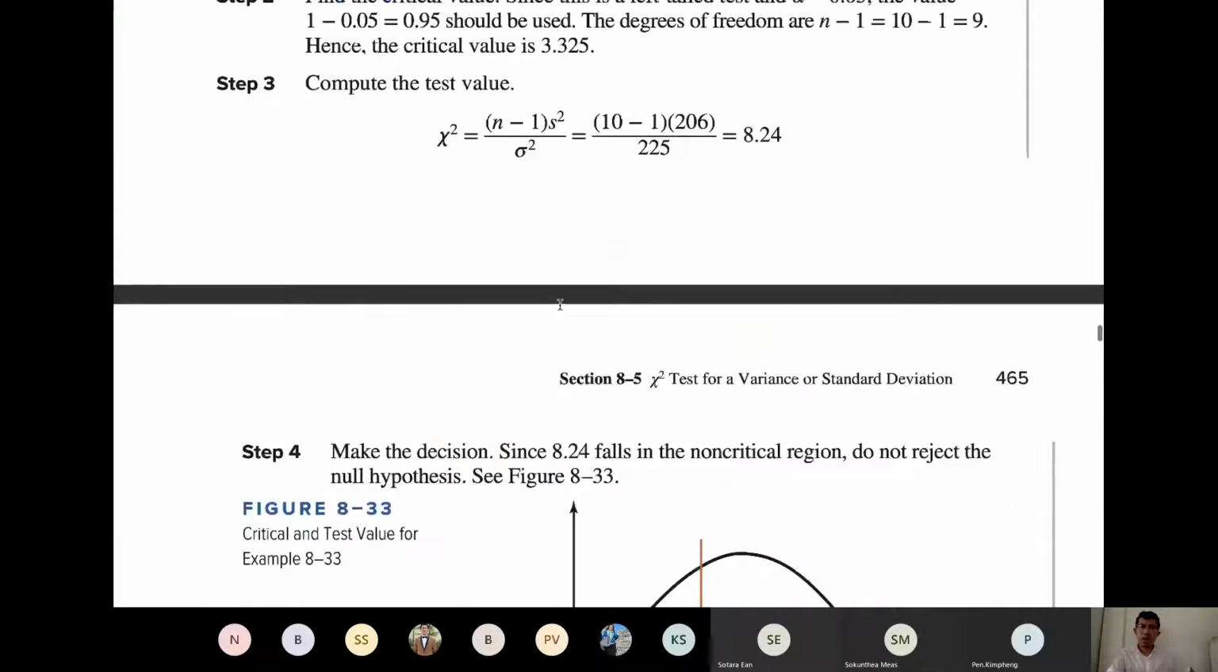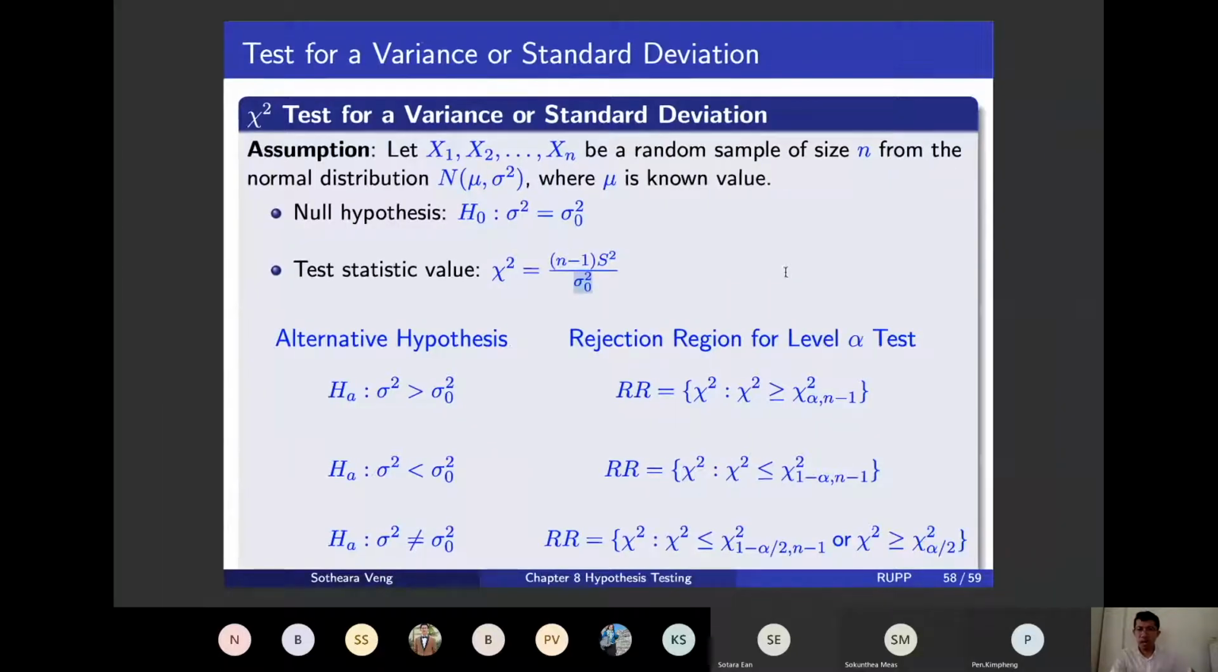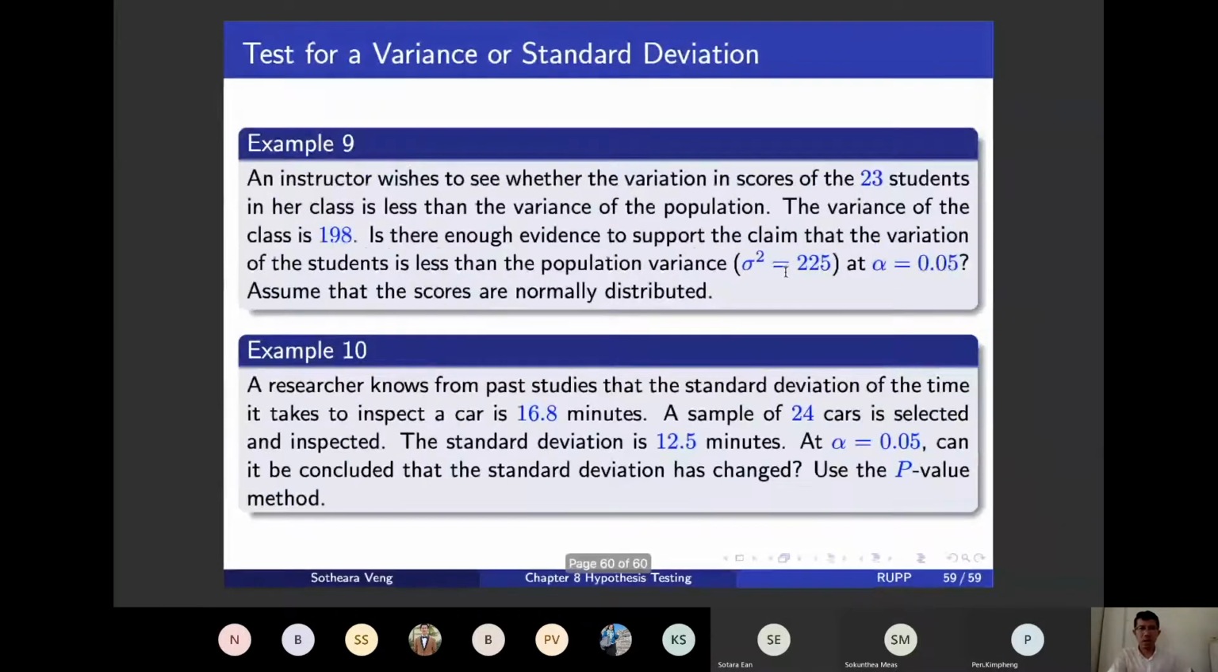And then you have to compute the test value. In this case it is 8.24. And how do you decide? Okay, how do you decide?